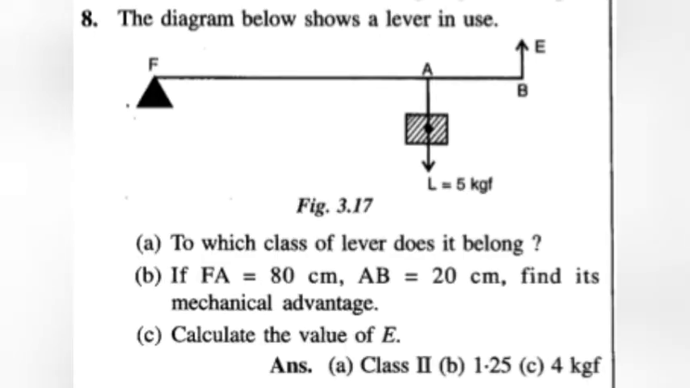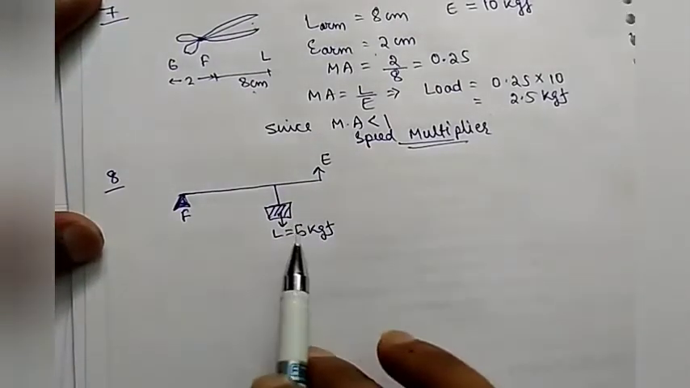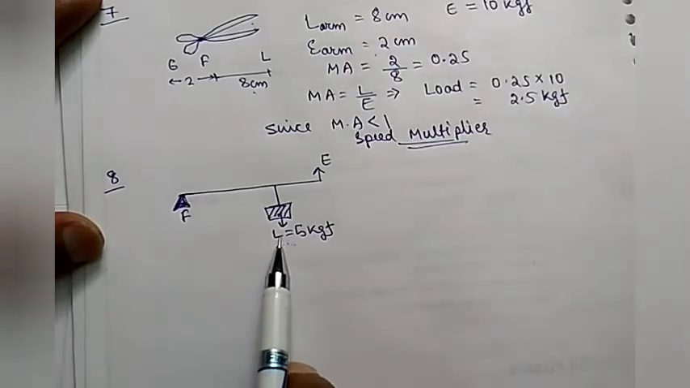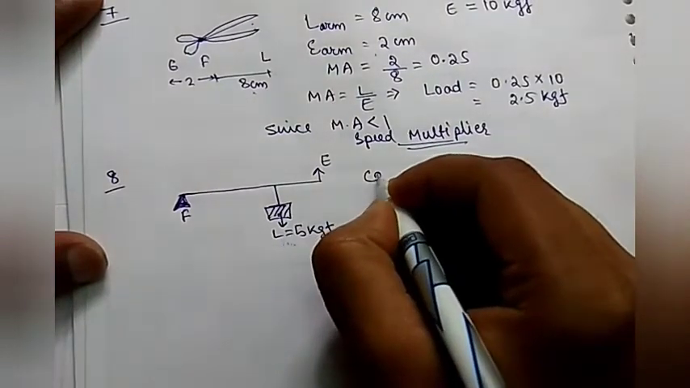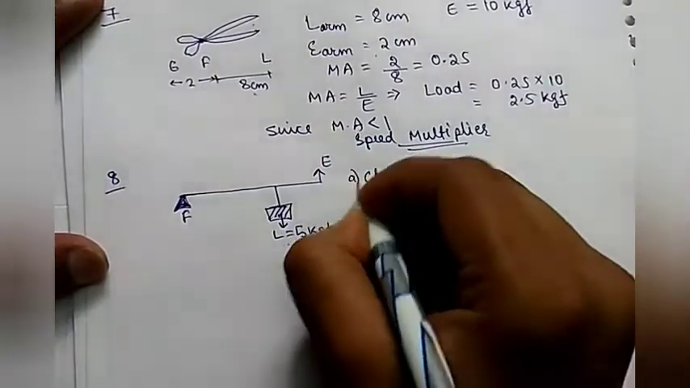Question number 8. The diagram is given something like this. So to which class of lever does it belong? See, the fulcrum is at the corner and load is in between. The load is in between means it is a class 2 lever. Okay, it is a class 2 lever.